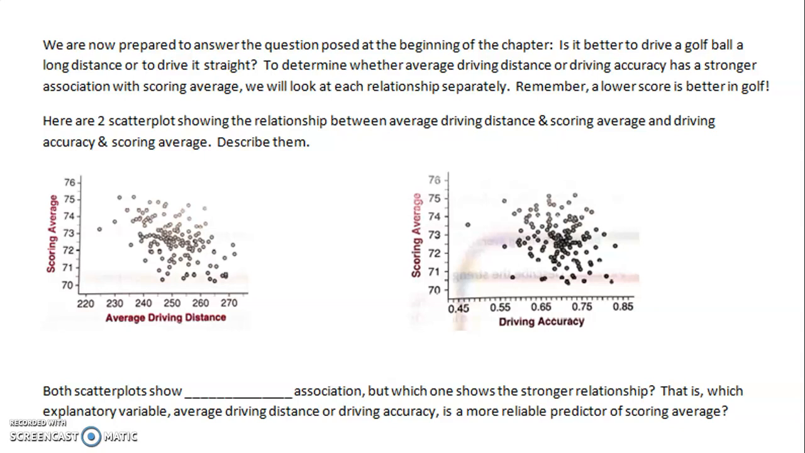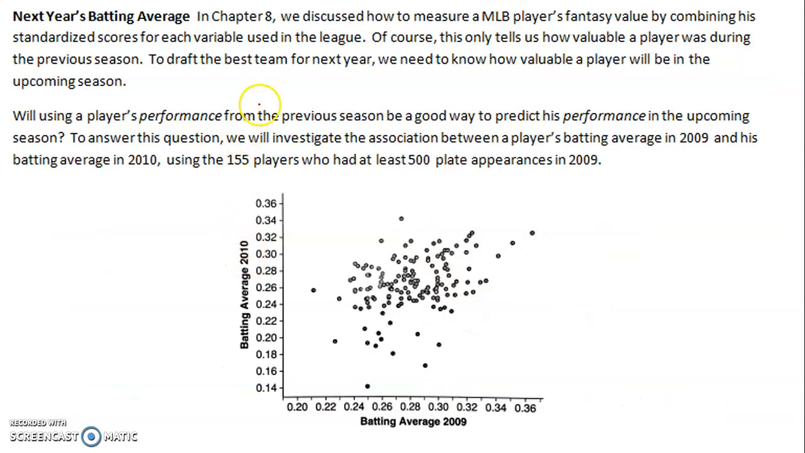And then if you compared these two graphs, average driving distance and driving accuracy, to scoring average, you can see that average driving distance and driving accuracy are both negative in association, but it looks like average driving distance is a little bit stronger of an association than driving accuracy. So from here on, the rest of the Nearpod, you're going to be doing this one on your own.